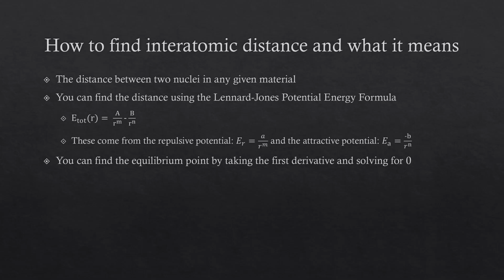Total energy with respect to R, which is A over R to the M minus B over R to the N. These come from the repulsive potential formula, which is energy equals some constant A over R to the M, and the attractive potential, energy equals negative B over R to the N. And then we can find our equilibrium resting point distance by taking the first derivative and solving for 0.